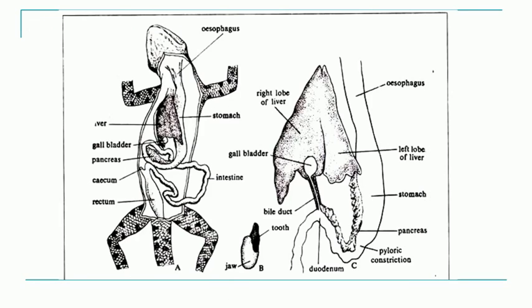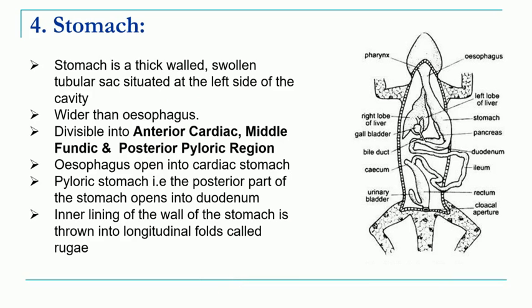Okay, now we move to the next part of the alimentary canal, that is the stomach. This stomach is basically divided into three parts. The anterior part of the stomach is called the cardiac stomach. The middle part of the stomach is called the fundus or the fundic stomach, and the posterior part of the stomach is called the pyloric region or pyloric stomach.